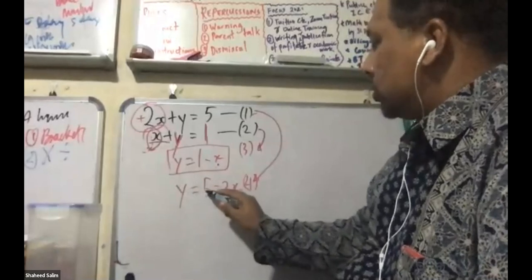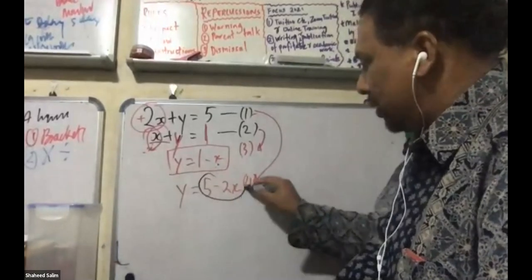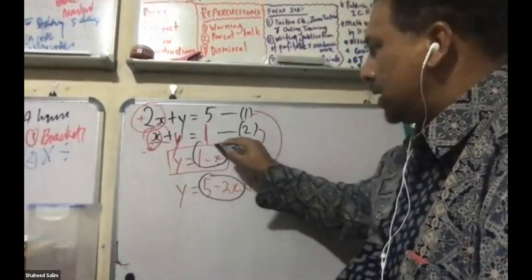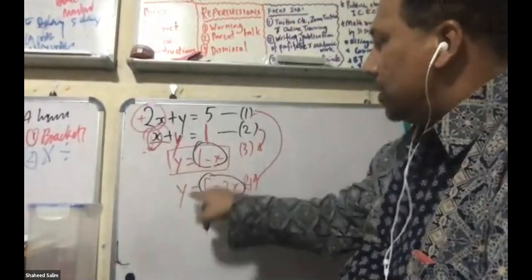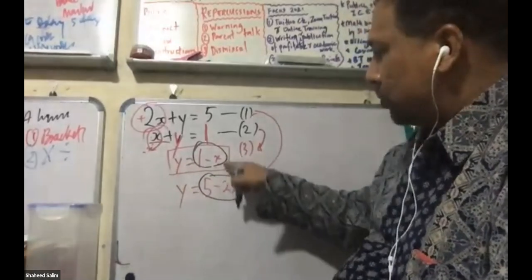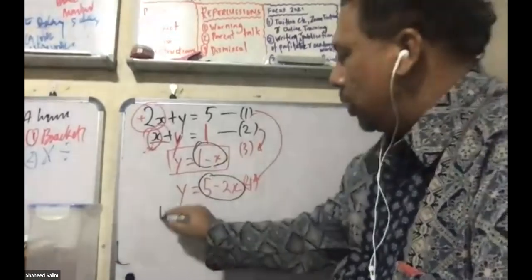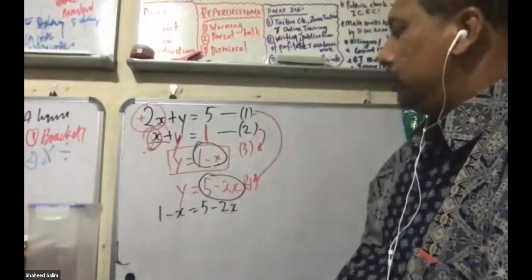Y equals 5 minus 2x. That means 5 minus 2x is equal to 1 minus x, because both are y. The value of y is 1 minus x, and the value of y is 5 minus 2x. That means these two must be equal. So 1 minus x is equal to 5 minus 2x.